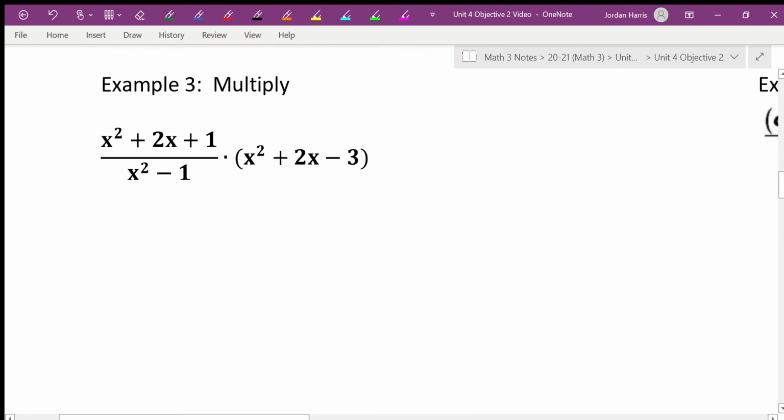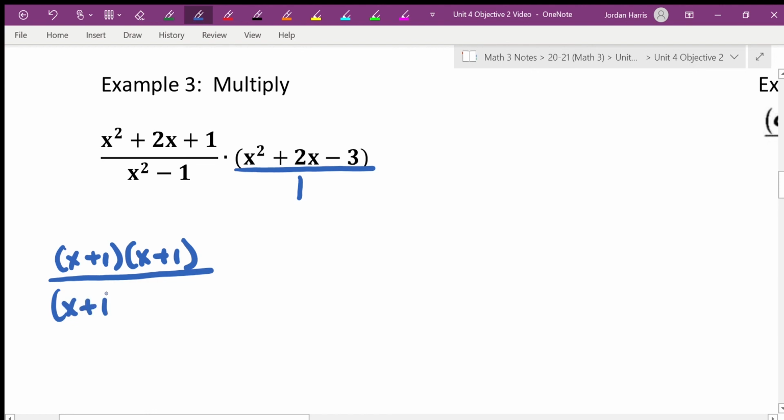Number 3. Okay. When you see something with a fraction times something that's not a fraction, make the thing that's not a fraction by putting it over 1. This stuff is on the top. It's always on the top. So a 1 is on the bottom. Okay, that's important to recognize. So we need 2 factors. So this one factors to x plus 1, x plus 1. You could combine them, which if we have stuff left, we will.